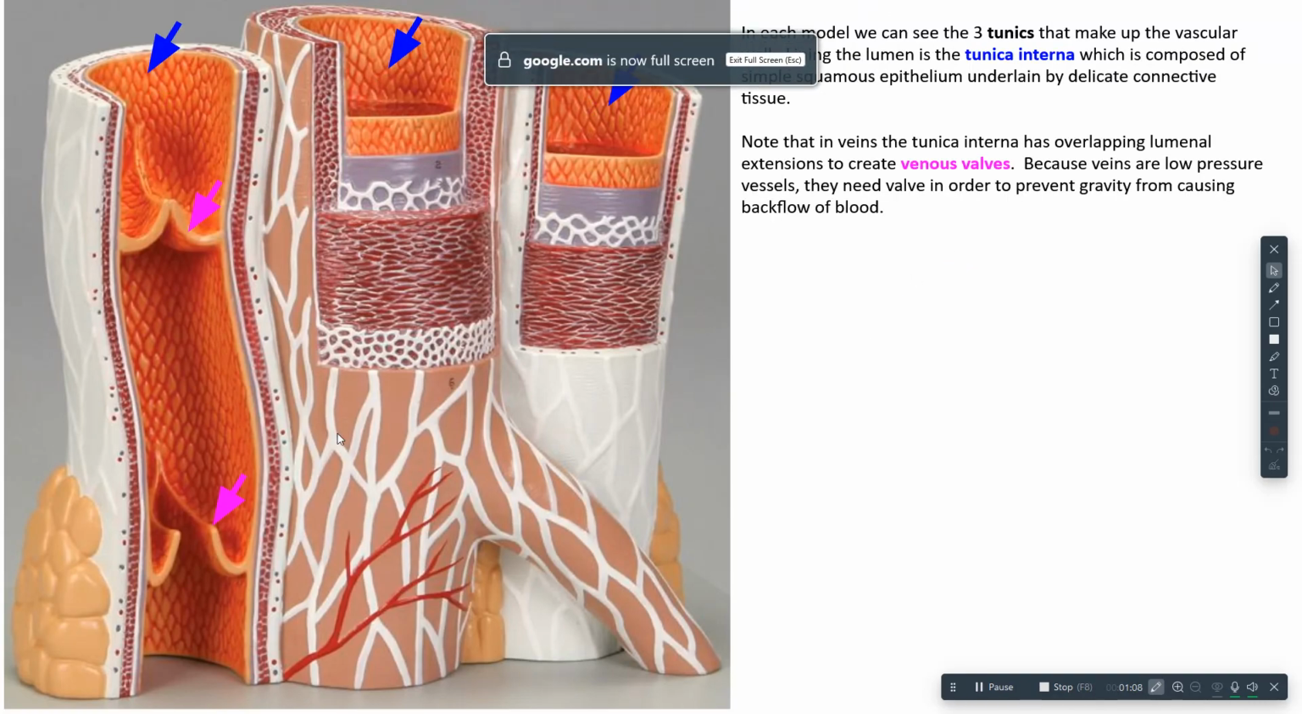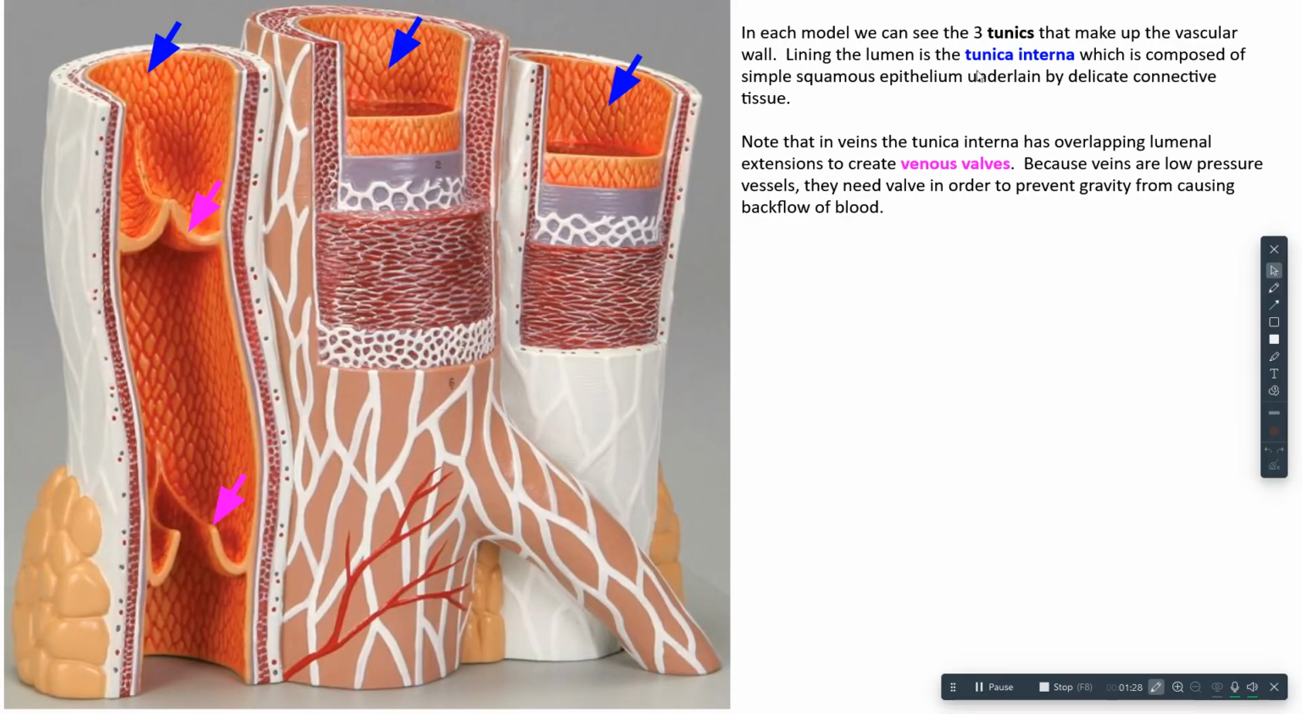Now, in this picture here, I've got some of my tunics labeled. Well, one of my tunics labeled. The tunics are the layers of the blood vessel wall, and there are 3 tunics. I'm pointing at the innermost tunic.